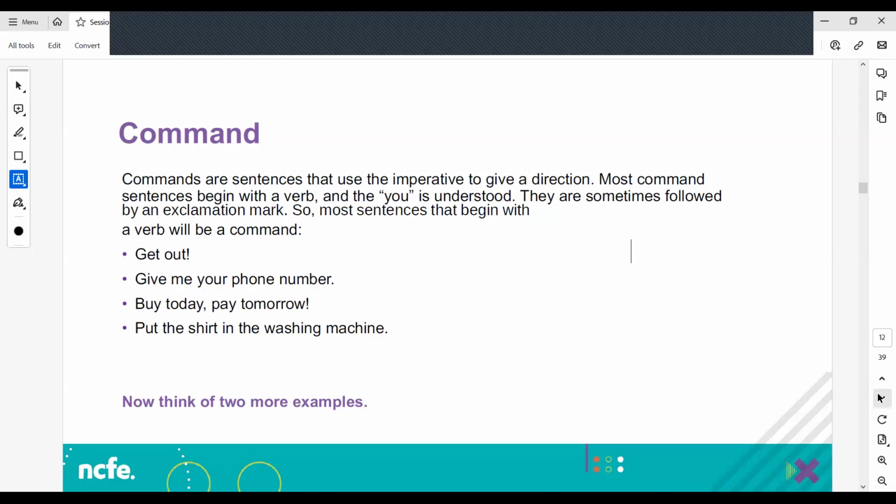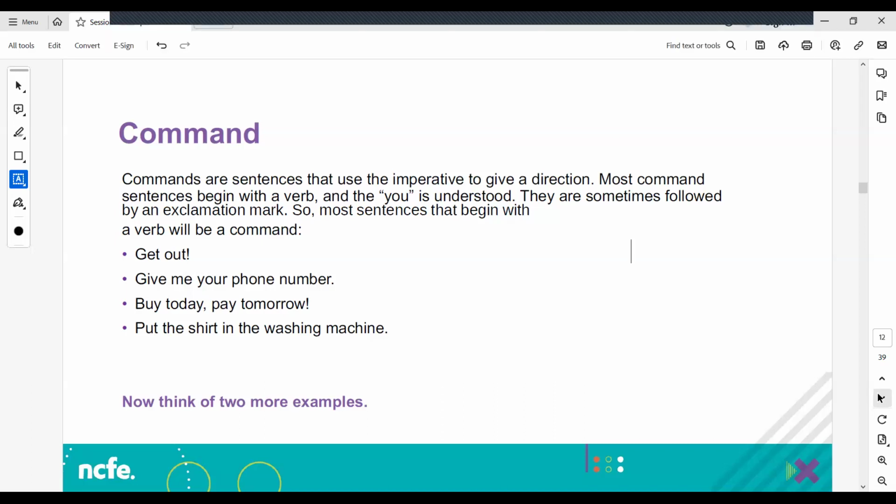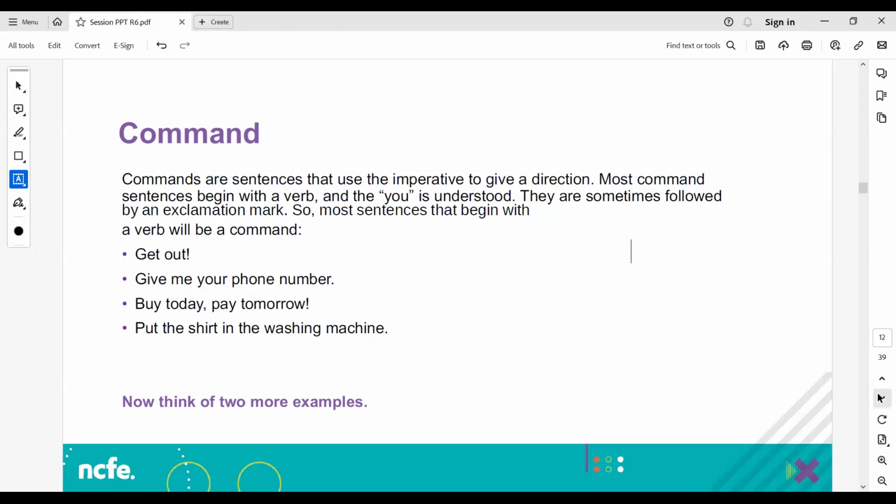So commands are sentences that use the imperative to give a direction. Command sentences begin with a verb. So that's what you need to remember. They begin with a verb. The you is understood, so they don't start with you. They're a command to somebody or a group of people, so that is already understood. You don't need to include it. They begin with the verb.